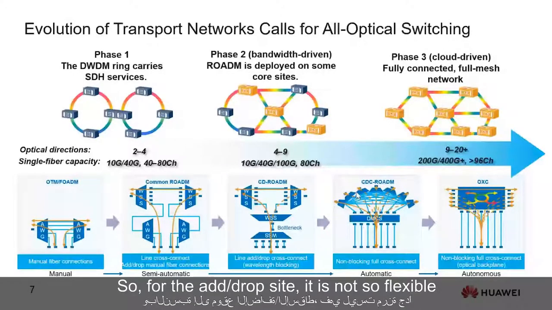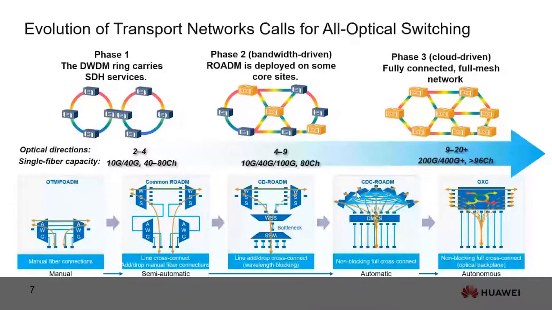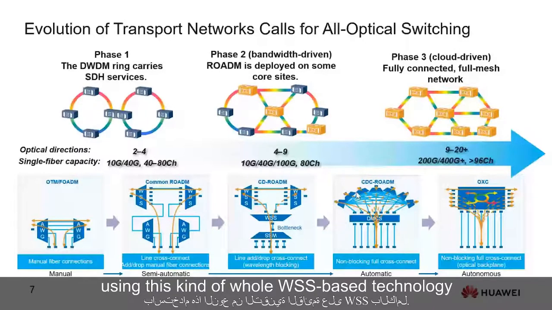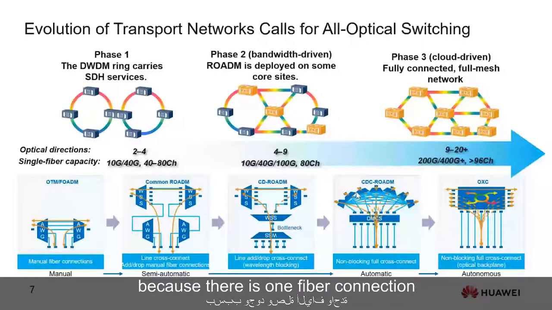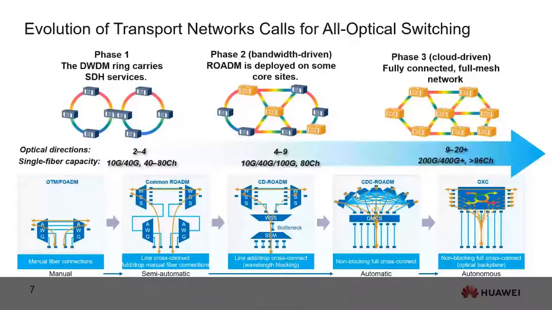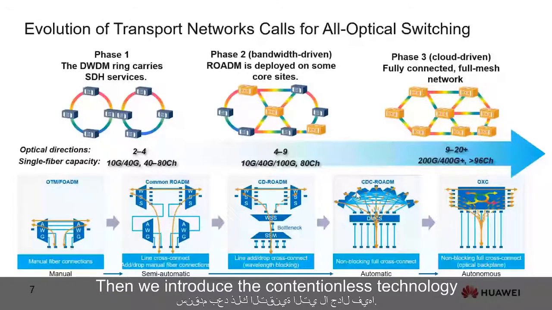So for the add-drop side, it's not so flexible, and it is inconvenient for the customer to use. Then we move to colorless and directionless, using this kind of whole WSS-based technology. But there is some wavelength blocking here, because there is one fiber connection between these two back-to-back WSS. So the wavelengths will conflict. So then we introduced the contentionless technology.